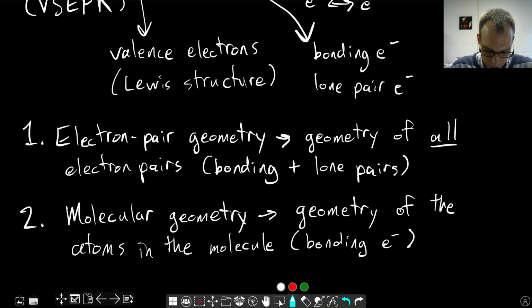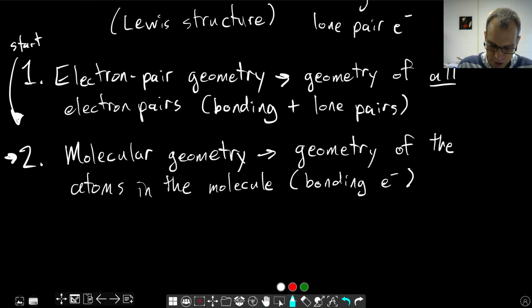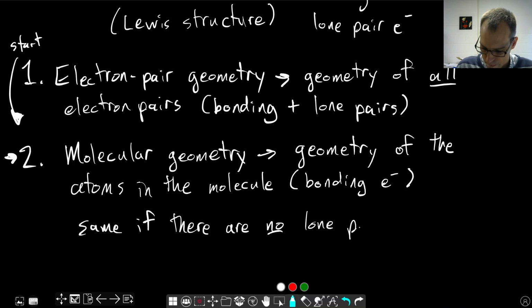This is usually what we care about, but the electron pair geometry will be our starting point, and then we'll think about what that means for the actual molecular geometry once we consider it. There will be some circumstances where these are the same, and essentially these will be the same if there are no lone pairs. But once we have lone pairs, the electron pair geometry and the molecular geometry will be different. So that's the idea: we have different geometries depending on whether we include the lone pairs or not, and think about just the atoms.